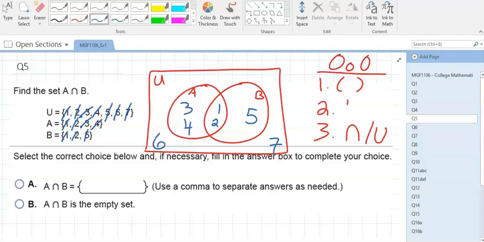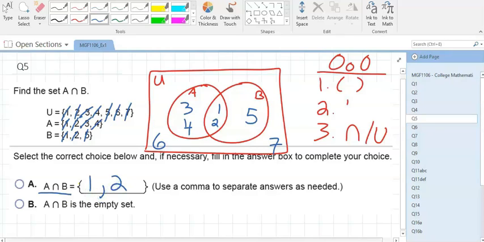So we look down here. We got A intersect B. So we don't have any parentheses. We don't have any complements. So we actually just have to deal with the intersection. So the intersection is where the 2 circles overlap. It's what both circles have in common. And so what do both circles have in common? 1 and 2.